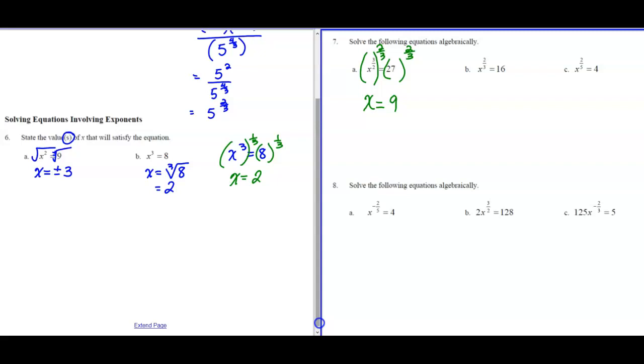So now this one's a little bit different. This is x to the 2/3. So the reciprocal of 2/3 is 3/2. So x equals, now the square root of 16 is positive or negative 4, and then we're cubing it. So that's going to be positive or negative 64.